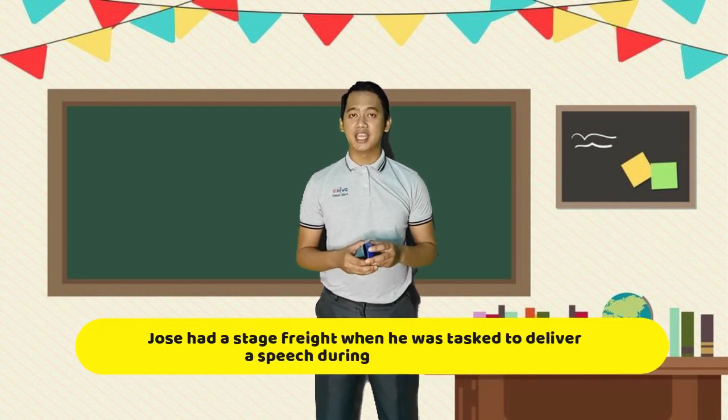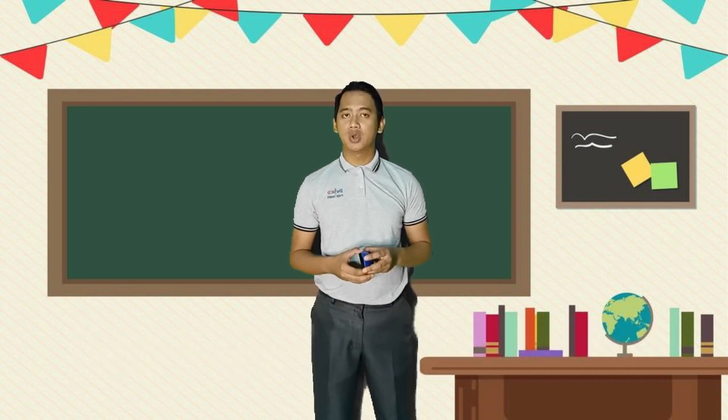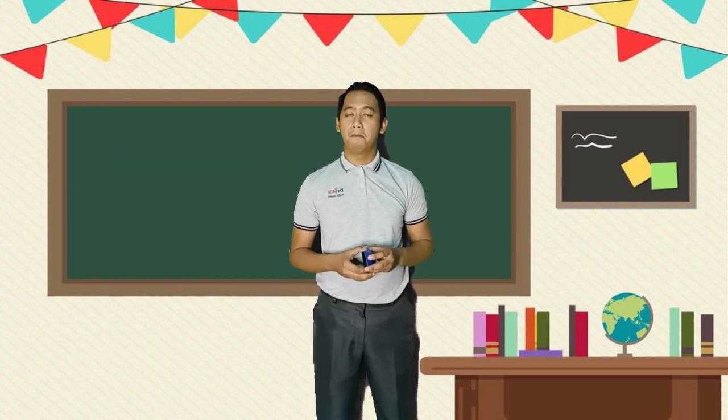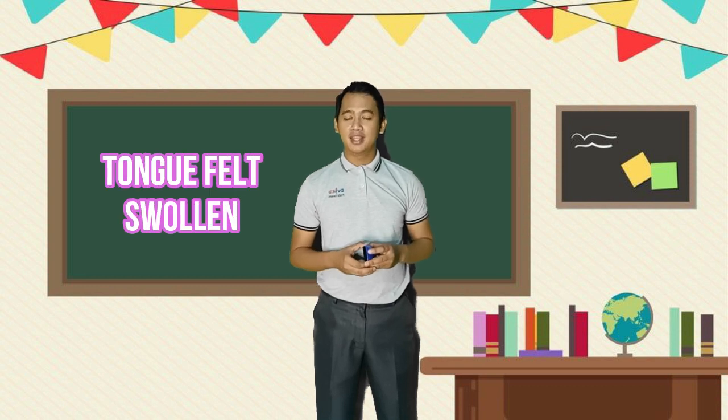So what summary can we best write from the given text? Very good! Jose had stage fright when he was tasked to deliver a speech during the activity. The keywords that show Jose's fright were he felt his hand tremble, mouth was dry, tongue felt swollen, broke into sweat, and left the stage trembling.